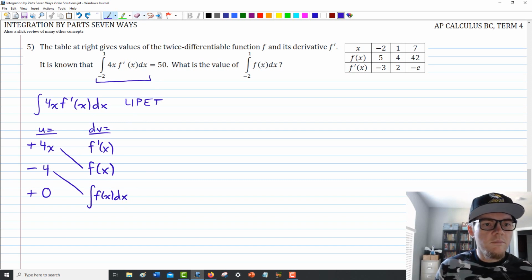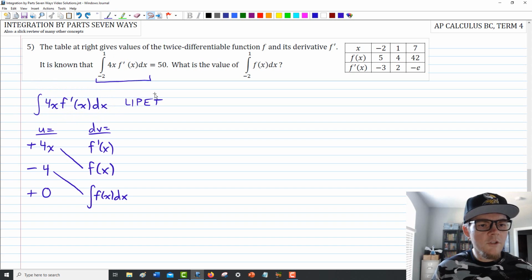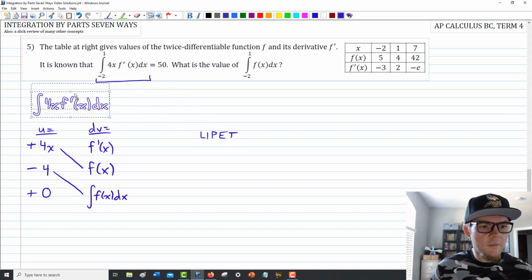So having done so, let's see if we can't bring this information together a little bit. So I'm going to move LIPET over, so I'm just going to move this up. Should have thought about that before. I've been having trouble placing my LIPET.